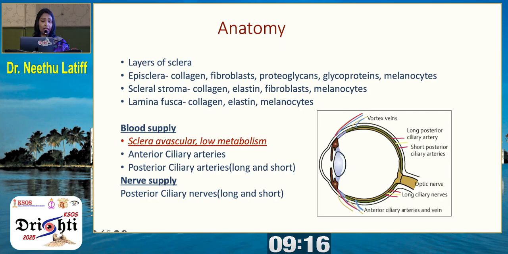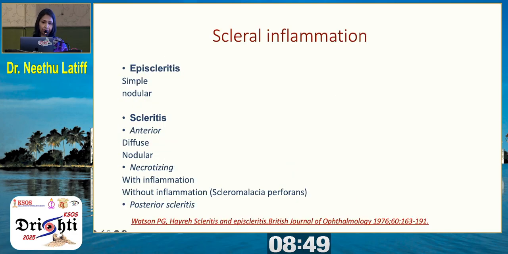Now, the sclera is an avascular structure with low metabolic rate. However, it receives its blood supply from the topmost episclera, which is supplied by the anterior ciliary arteries and posterior ciliary arteries, which form the superficial and the deep episcleral plexus. And it has a highly sensory innervation. It is innervated by the posterior ciliary nerves. So this is very important to know because in any case of mild scleral inflammation, the patient will have excruciating pain.